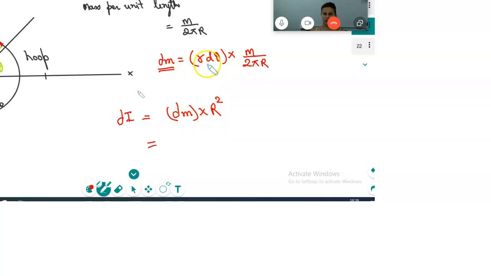r d theta, you keep in the last because we have to do the integration. R is capital here. Please use only one. So R will get cancelled. So it is M divided by 2 pi R square d theta. Is it clear? Please check. If anything is missing, please tell me.